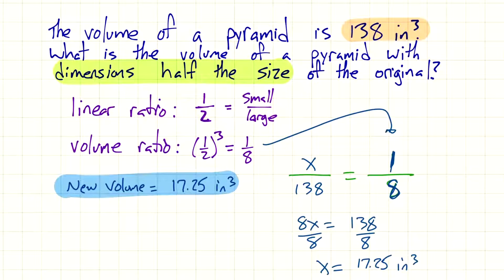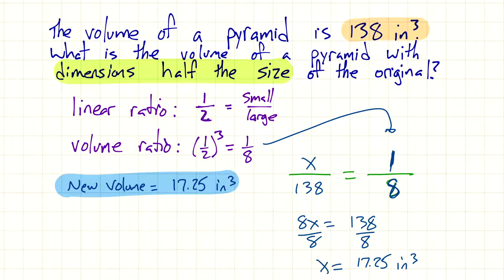All right, so that's the general idea of what you should be able to do. You'll notice the work is very similar on all these. Take your linear ratio, convert it to a volume ratio, and then set up fractions you can cross multiply and solve.